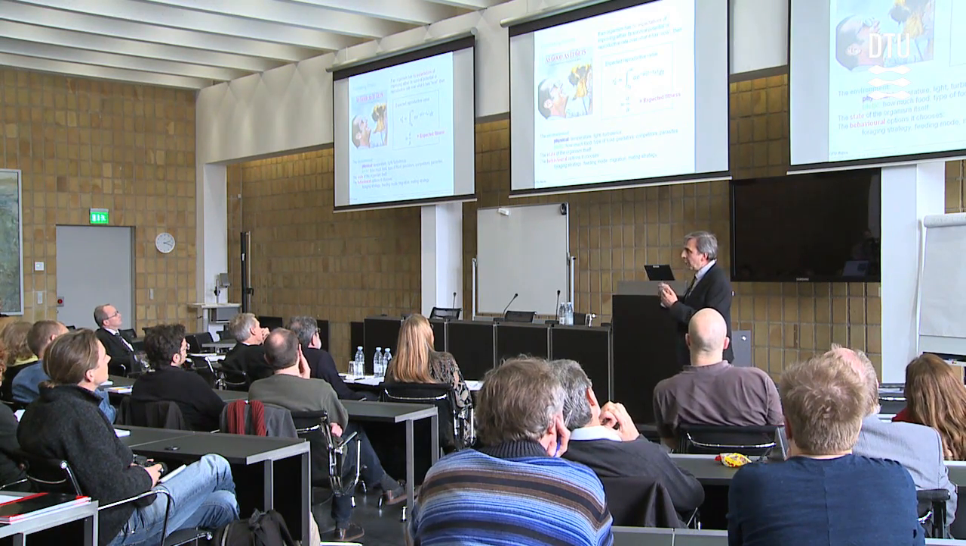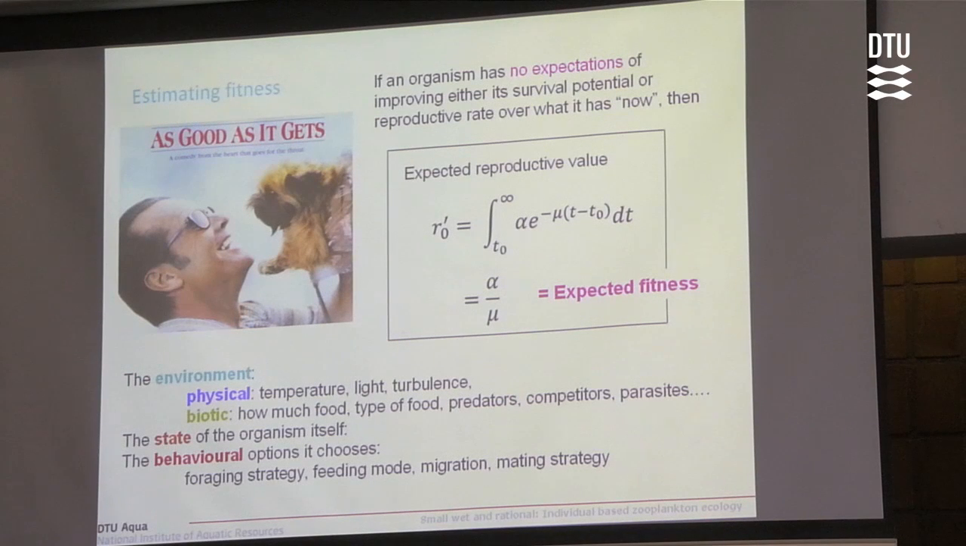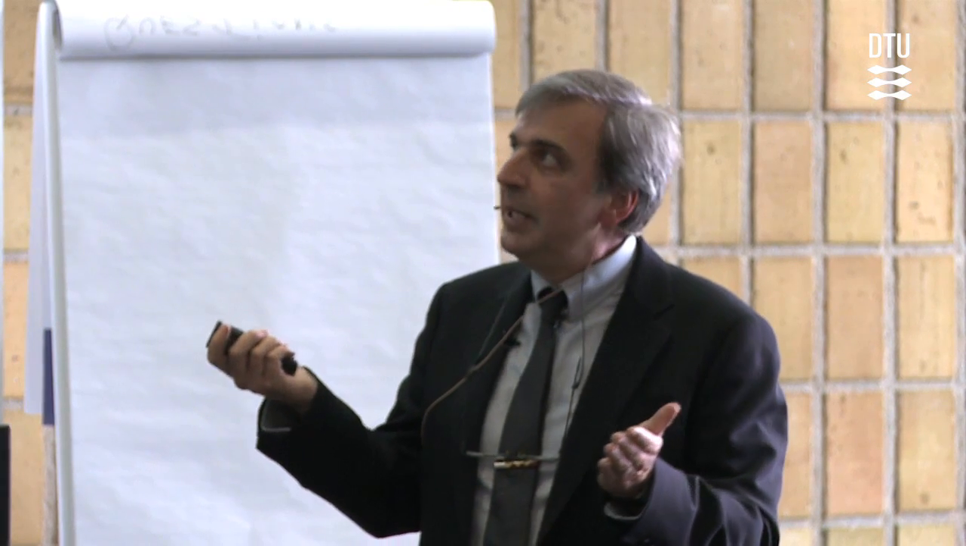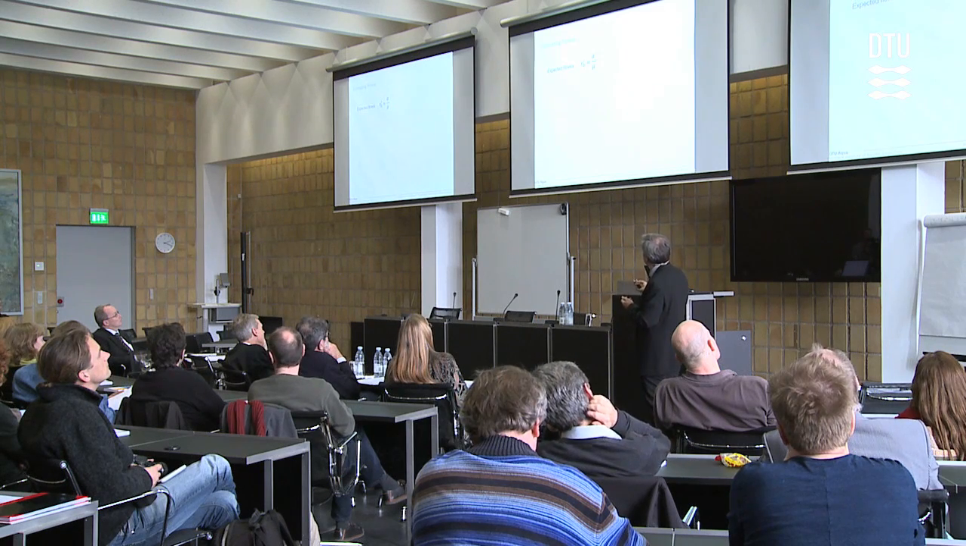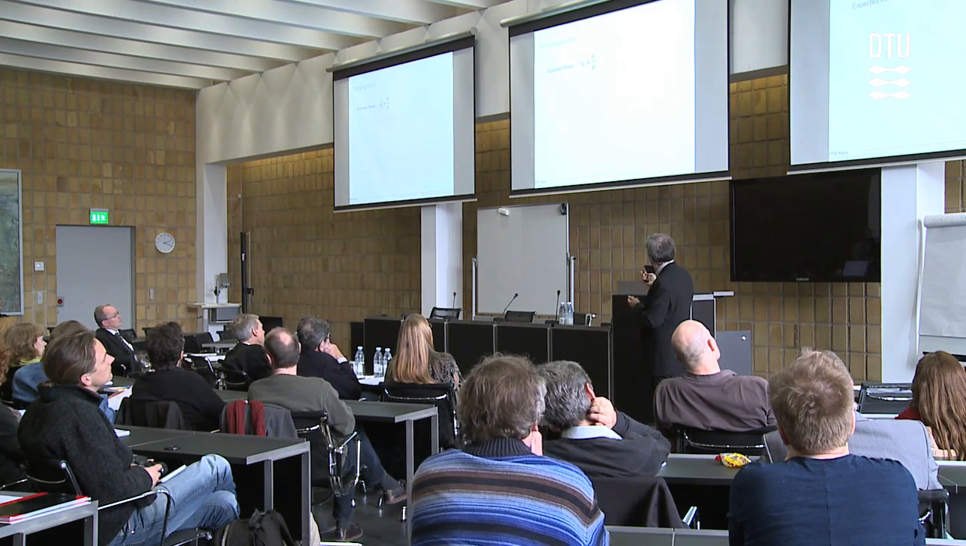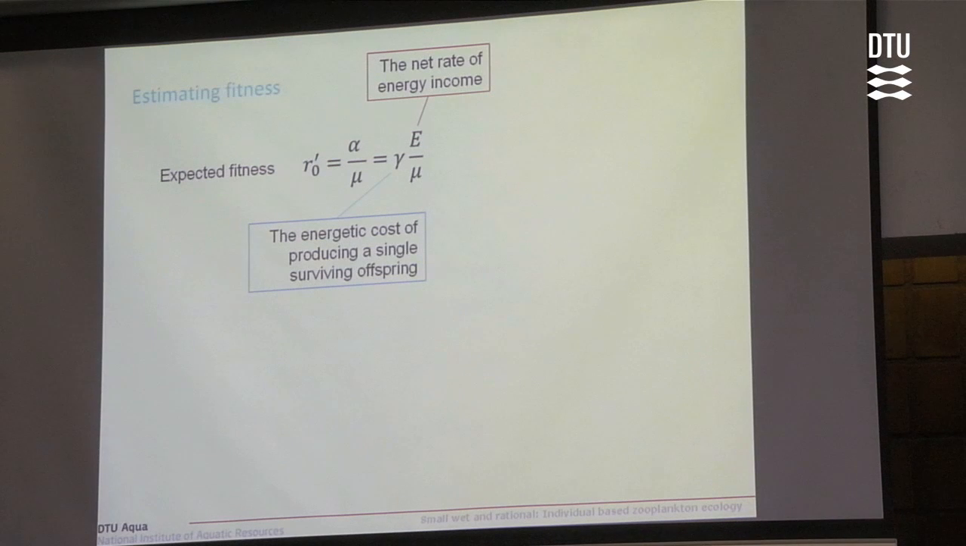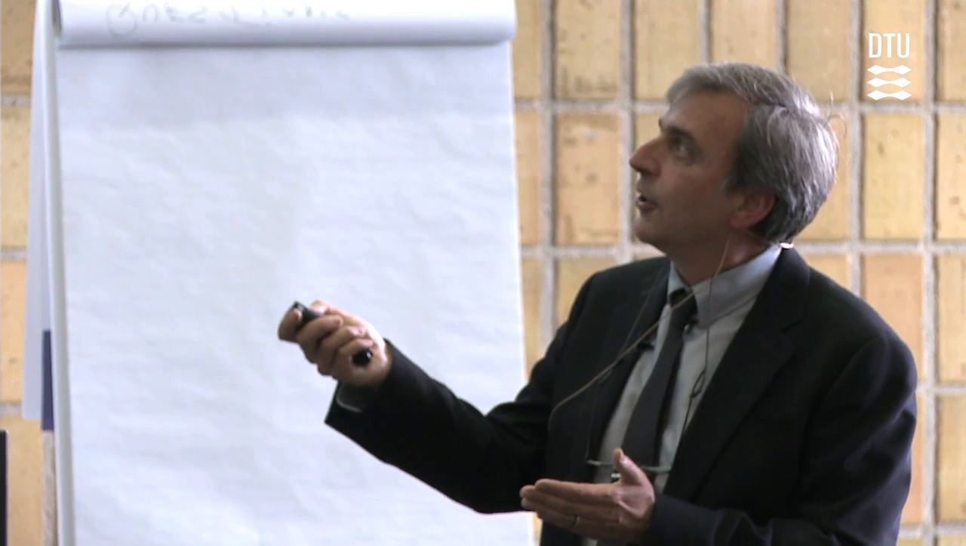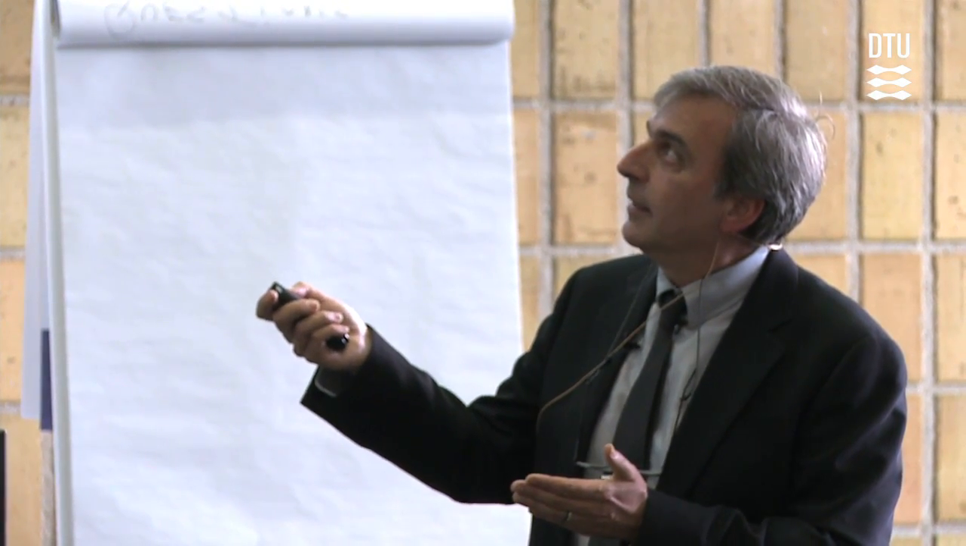And those processes that go into that depend on a whole raft of physical and biological parameters, each of which impacts directly on that reproductive value. It's an extremely amenable sort of thing. You can go through this and look at it in a more mechanistic sense. There's expected fitness for a particular behavior. You can break that down into essentially energy income. If there's a particular energy cost of producing a single surviving offspring, then it's the rate at which energy comes in times that particular factor.